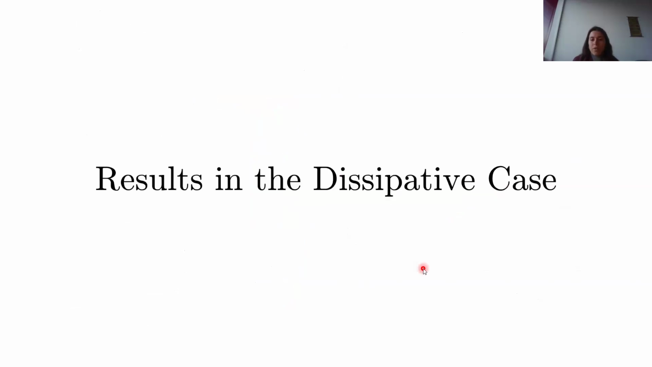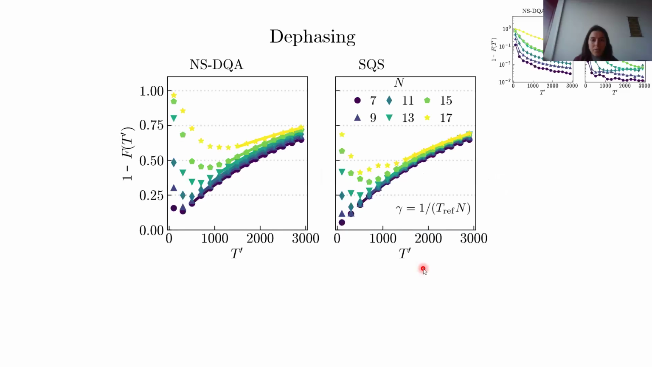Okay, so now I'm able to present the results in the dissipative case. First of all, let's consider the dephasing. What I have to stress is the fact that, given that we wanted to see the effects of dissipation within the time window that we were considering, we set a value of decay rate which was the same for every final annealing time of the evolution, but that varied according to the system size.